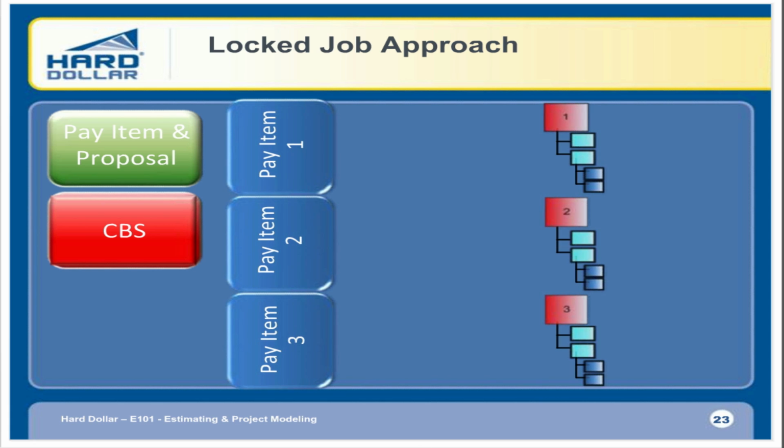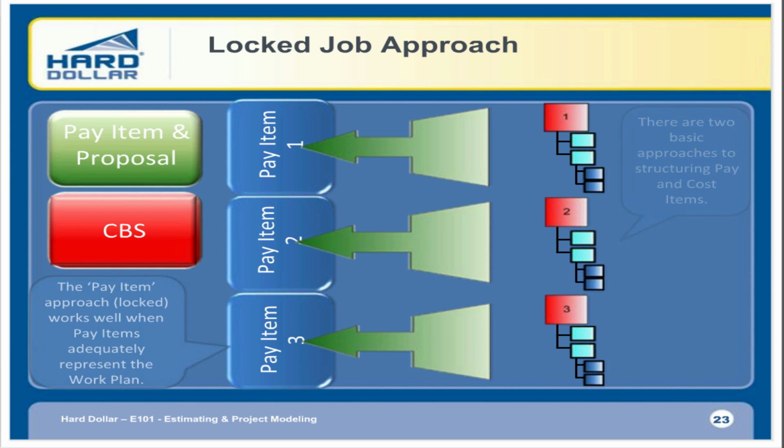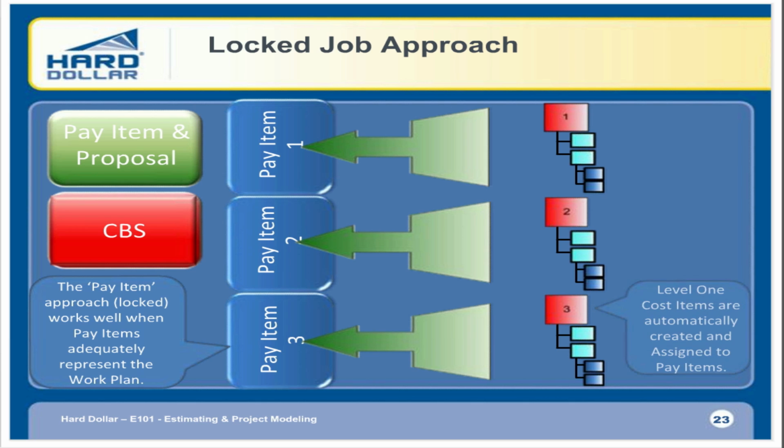When discussing the relationship between pay items and cost items, it is important to understand that there are two approaches to setting up the relationships. The pay item setup or locked job approach works well when the pay items adequately represent the work plan. In the locked job approach, Hard Dollar will automatically create level 1 cost items that are assigned to each pay item that is created. As subordinate cost items are added to the CBS, they will inherit the pay item assignments of their superiors.